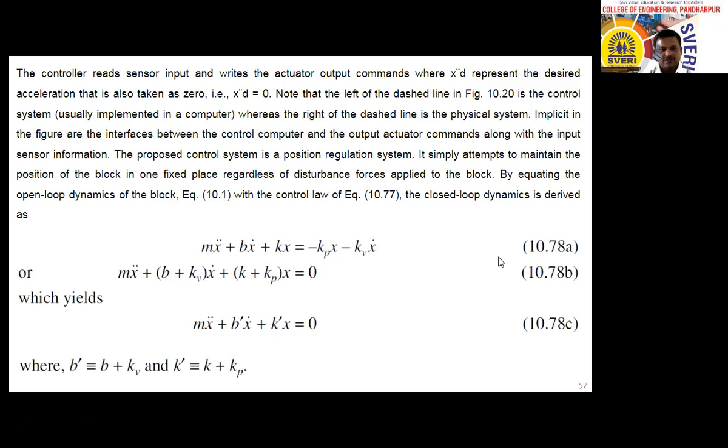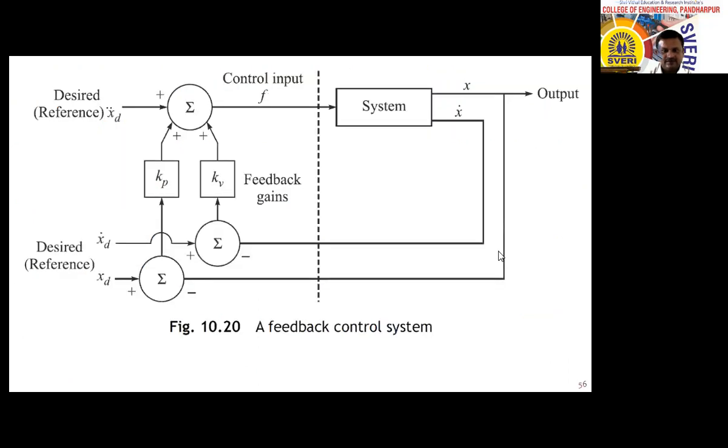The controller reads sensor input and writes the actuator output commands, where x double dot d represents the desired acceleration, that is also taken as 0, that is x double dot d is equal to 0. Note that the left of the dashed line in figure 10.20 is the control system usually implemented in a computer, whereas the right of the dashed line is the physical system. See that in figure 10.20, this is the left side control system, and the right side physical system.